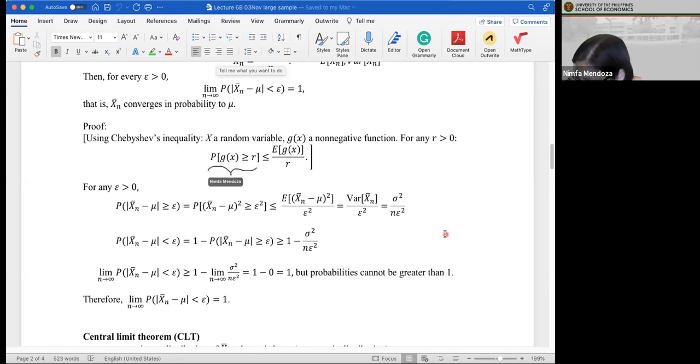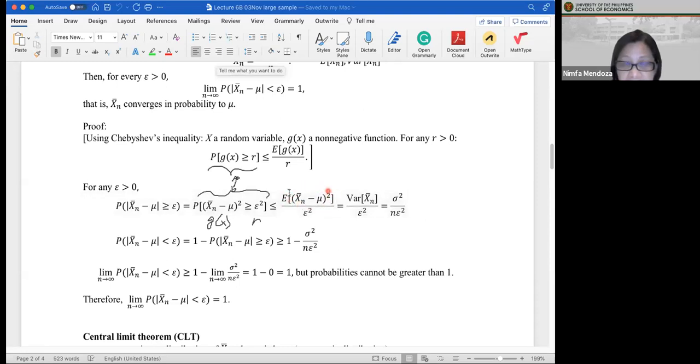this is of the form g of x greater than or equal to r. So this is your g of x, and this is your r. Using this, we have less than or equal to the expected value of g of x, which is x bar sub n minus mu, squared. And r is epsilon squared.